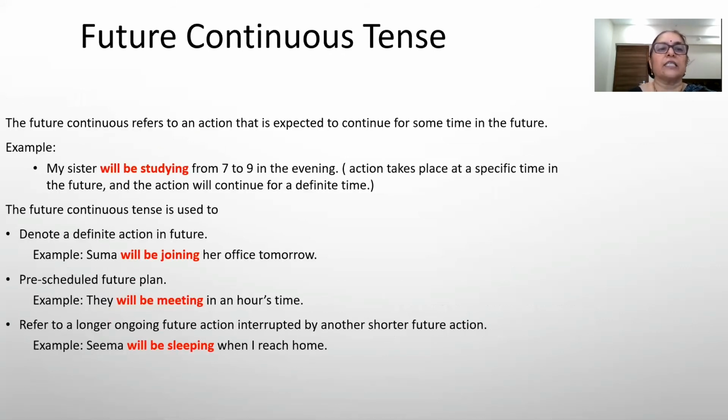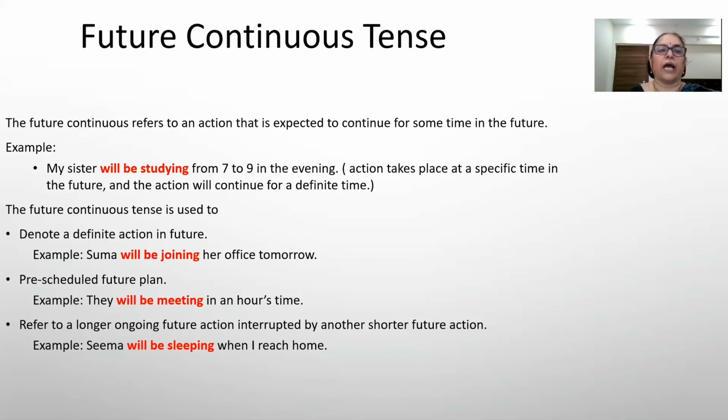The future continuous tense refers to an action that is expected to continue for some time in future. Not yet started, but when you start, you will do that work for some time. Continue for some more time. Example, my sister will be studying from 7 to 9 in the evening. So time is not at 7 o'clock. So she is not studying now, but when it is 7 to 9, she will be studying. My sister will be studying from 7 to 9 in the evening. Action takes place at a specific time in the future, and the action will continue for a definite time.